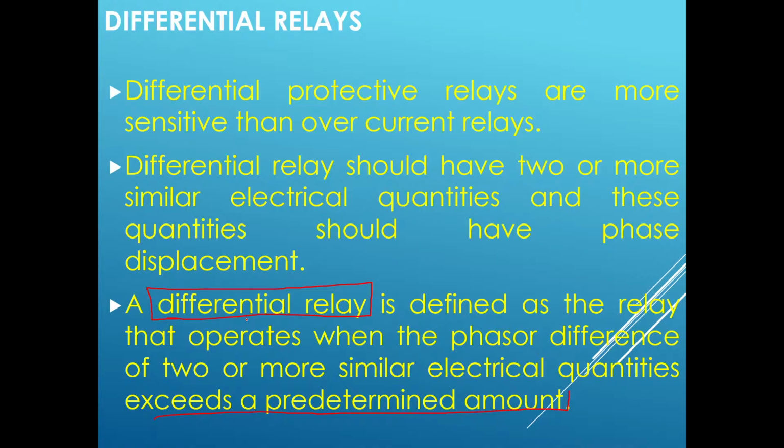The difference between these two electrical quantities can operate this relay to isolate the faulty section from the healthy section. If a fault occurs in one section of your power system, that section is to be isolated from the remaining healthy section. So this differential relay will disconnect the unhealthy section from the healthy section.